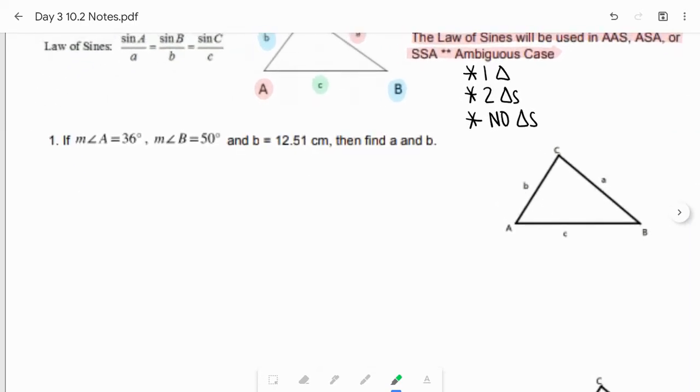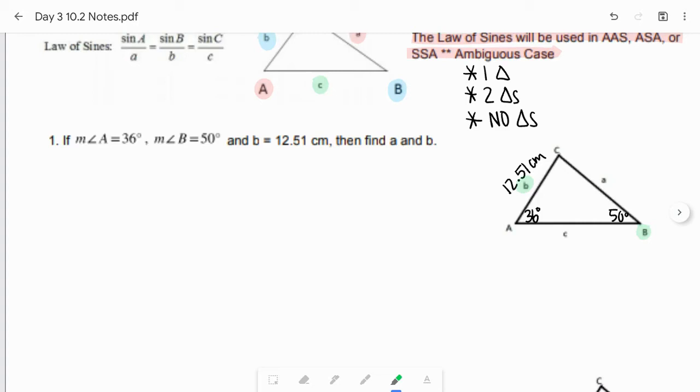Okay, so in example 1, we have the measure of angle A is 36 degrees. Let's always try to label our triangles. Angle B is 50 degrees, and then side B is 12.51 centimeters. So we do have matching corresponding angle and side information, and we are looking to find side A and side C.